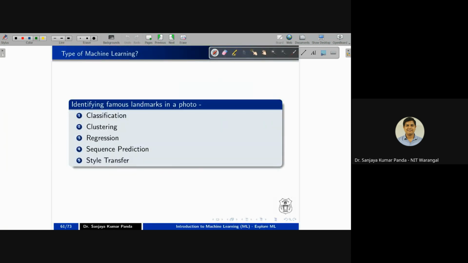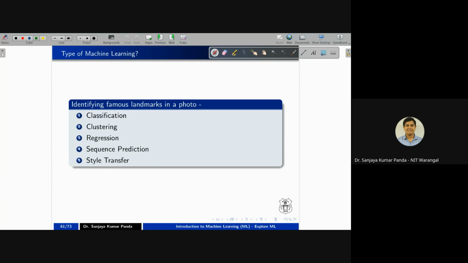Identifying a famous landmark in a photo. If you want to identify a famous landmark in a photo, like I told you, an object detection in the earlier case. Okay, this is a problem related to classification, right? So if you are given a particular image, you have to identify and classify that particular landmark from the photo. That, in that context, is classification.